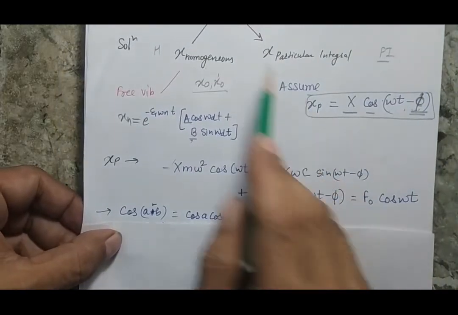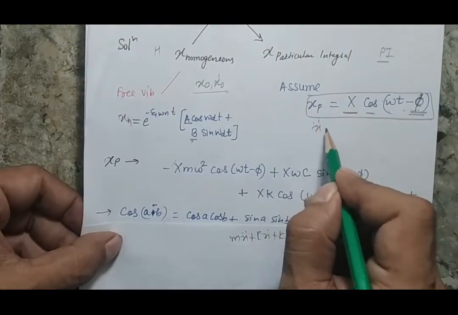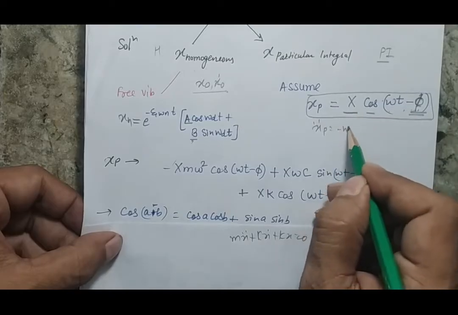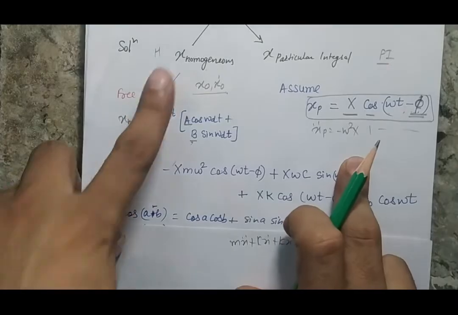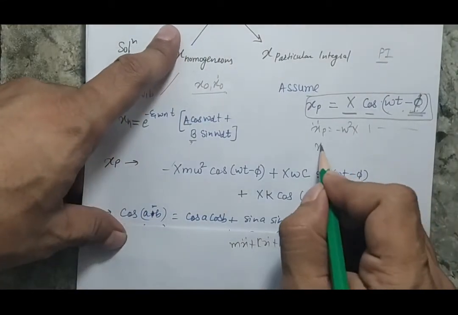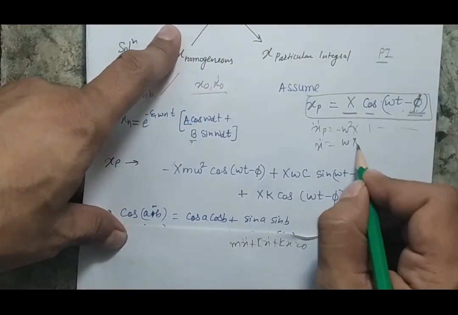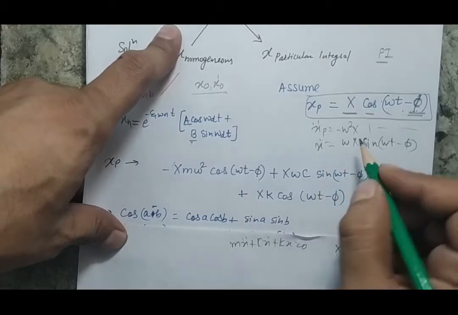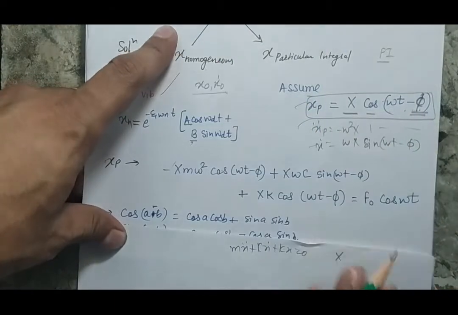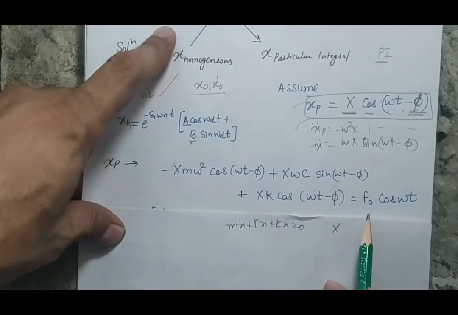When I put this x_p here, first I will double differentiate it, so I will get minus omega square x, this cos term. When I put back all the values here, I need the velocity. My velocity will be what? My velocity will be omega x sin(omega t minus phi). So when I put these three values in this equation, this is my expression here.